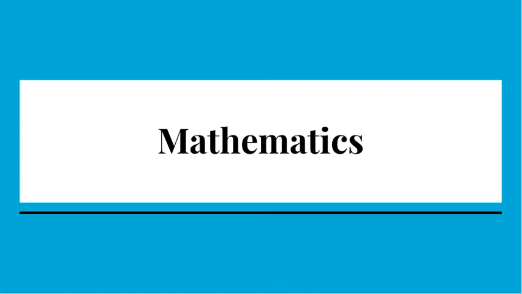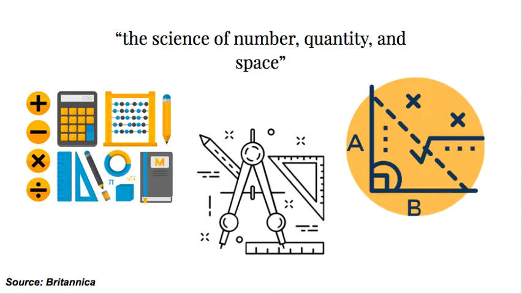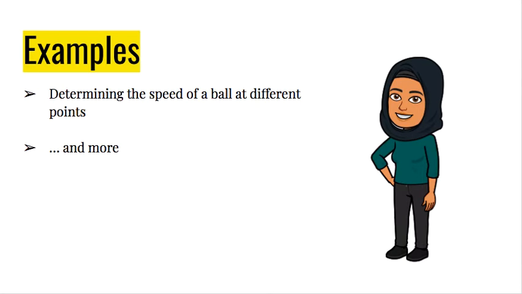Finally, we'll talk about math. The math portion of STEAM refers to the science of number, quantity, and space. In simpler terms, it is essentially the study of numbers and their relationships to each other and the world. It includes disciplines like geometry, algebra, calculus, and much more. A way you could incorporate math into your Rube Goldberg machine could be determining the speed of a ball at different points.